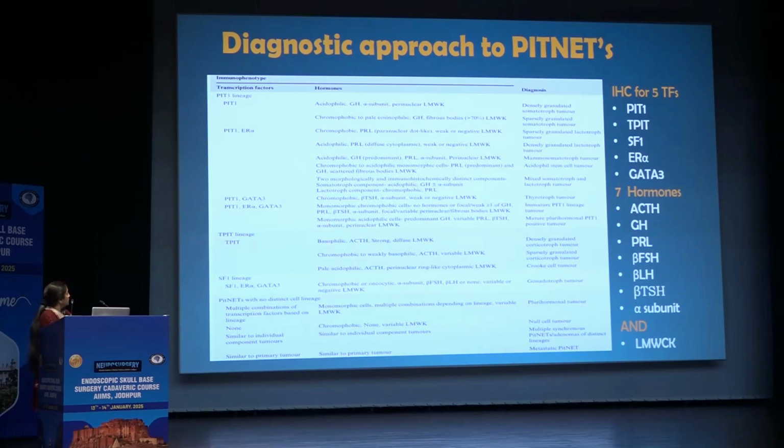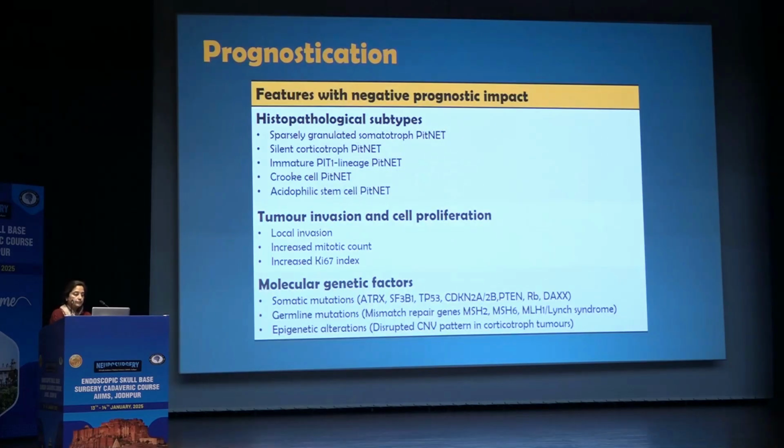Then you have to correlate the other hormonal expressions. And a very important thing is the staining pattern of the low molecular weight cytokeratin. That gives us the diagnosis for all subtypes of the pituitary tumors.